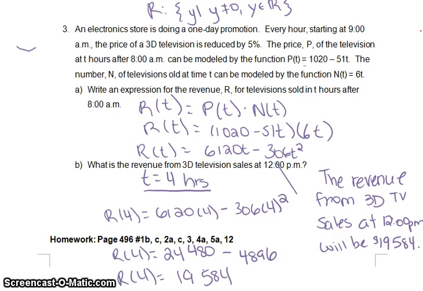All right, so just remember, your revenue is equal to your price times the number of TVs sold, and there we were given two separate functions, and we multiplied them together to find our revenue function. Then for part B, we substituted into our equation and solved for our revenue.